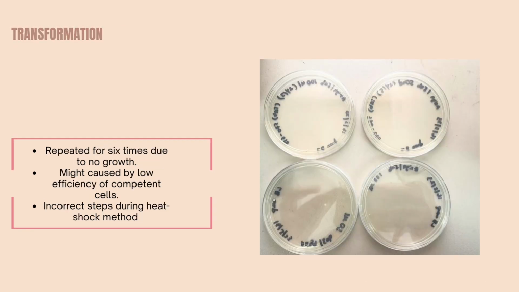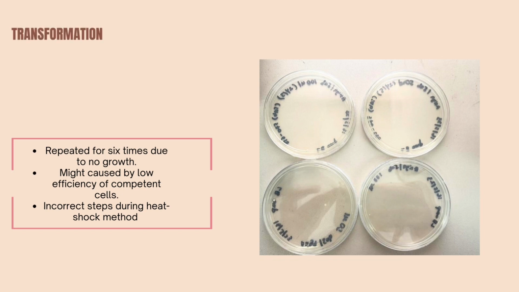Transformation of plasmid harboring CDT2 480 to 560 into competent cells was done 6 times due to no growth on LB ampicillin plates. No colonies on the plates may be caused by several errors during preparation of competent cells and transformation. It may be due to low efficiency of competent cells. The laboratory only provides a negative 20 degrees Celsius freezer, which caused the stored competent cells to decrease in efficiency over time. Thus, the competent cells should be stored in the negative 80 degrees Celsius freezer to maintain their efficiency.